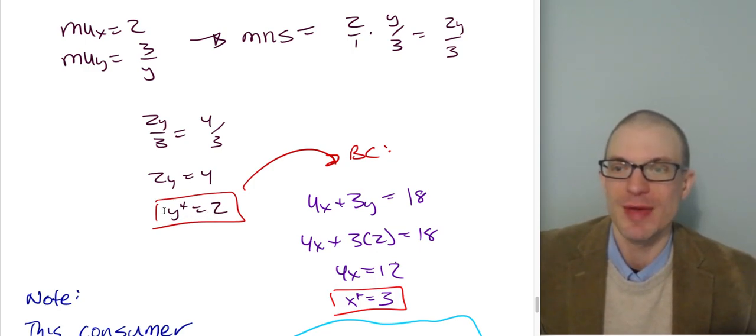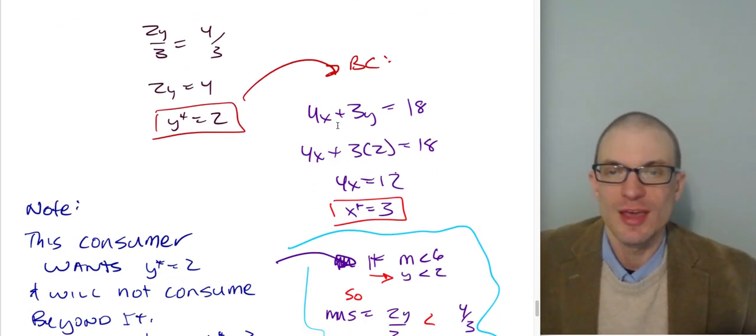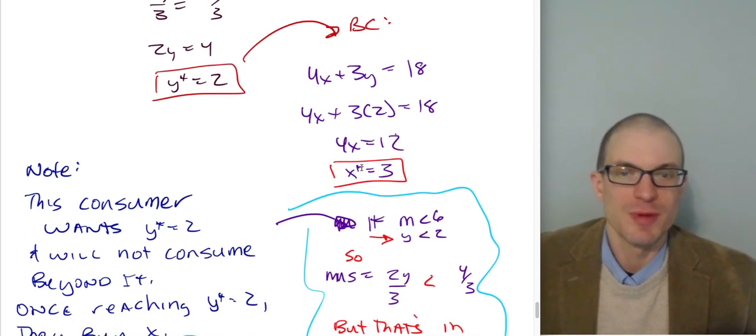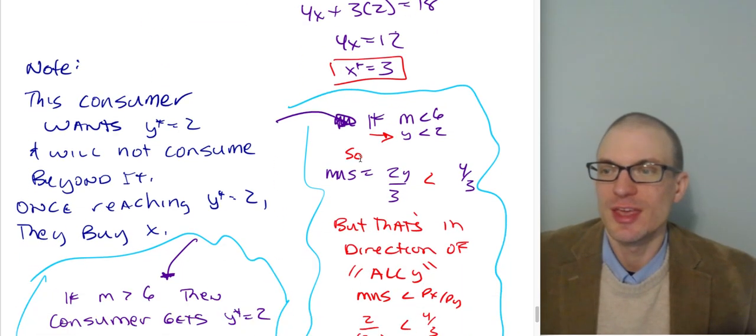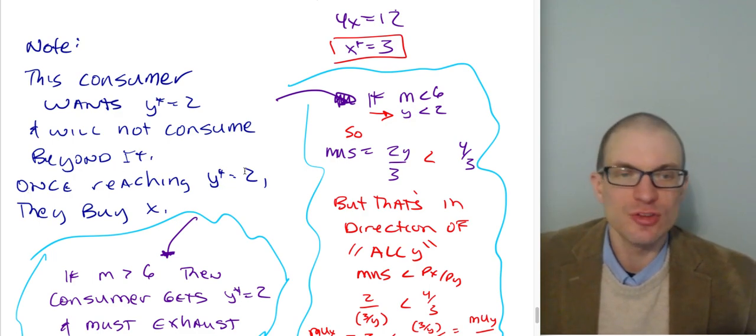Here it's going to be my demand for good Y. I'll plug this into my budget constraint, and then solving, I get my demand for good X, right? Because I have to exhaust my budget. The last thing is I want to say, look, this consumer really wants 2 units of good Y. Will actually not consume beyond 2 units of good Y. Once reaching 2 units of Y, this consumer starts buying good X.